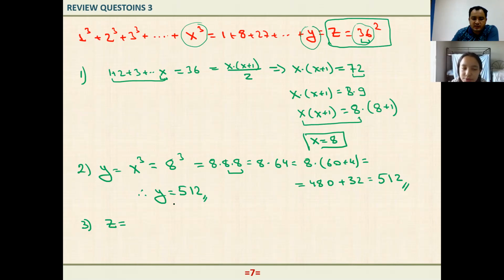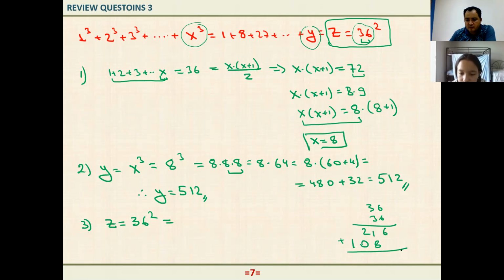So z equals 36 squared. And that is equal to, how do you multiply this? 36 times 36. 6 times 6, 36. We have 3. 6 times 3, 18. With 3, it is 21. 3 times 6, 18. We have 1. 3 times 3, 9. So here we have 10. Add them together. 6, 9, 2, 1. So that's equal to 1296.